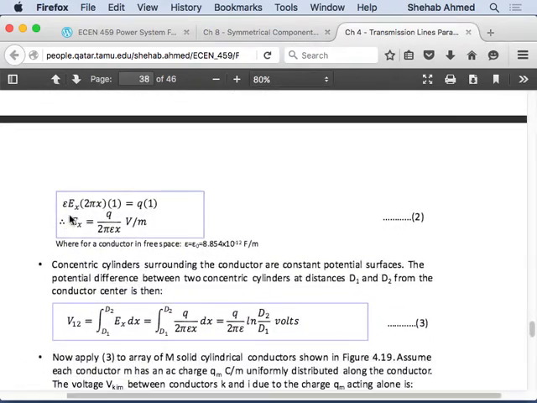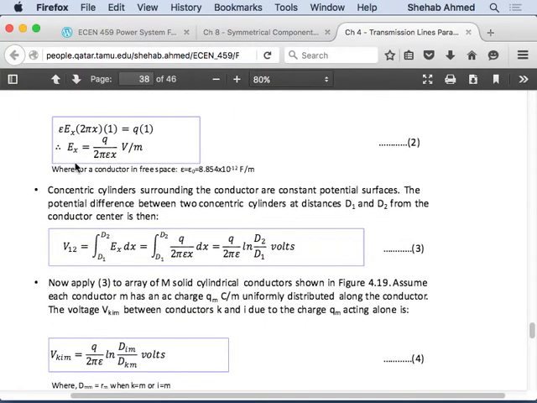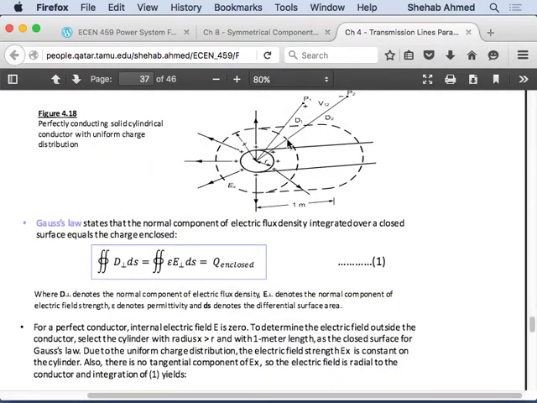So E times 2 pi x times 1 is equal to the charge enclosed, assuming Q is the charge enclosed. I can rewrite that in terms of electric field strength, which is equal to Q over 2 pi x. And again, once I know the electric field at a certain distance x away, I would like to look at the voltage difference between two radii around this, so this cylinder and another cylinder, these two cylinders around the conductor.